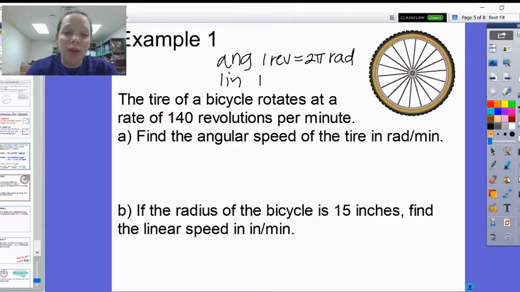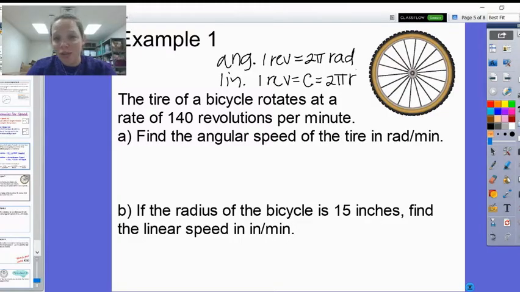And for linear speed, 1 revolution equals the circumference of the circle. And circumference is just 2 pi r. Okay, so for part A, we want to find the angular speed of this tire in radians per minute.